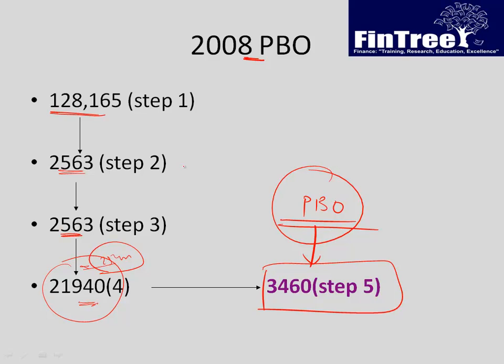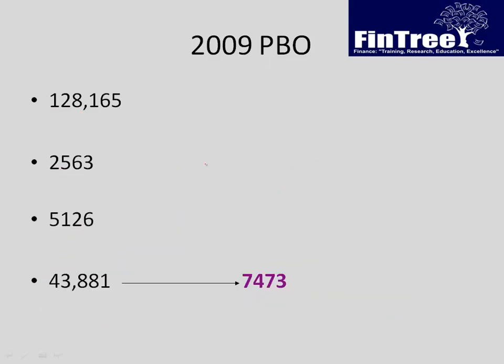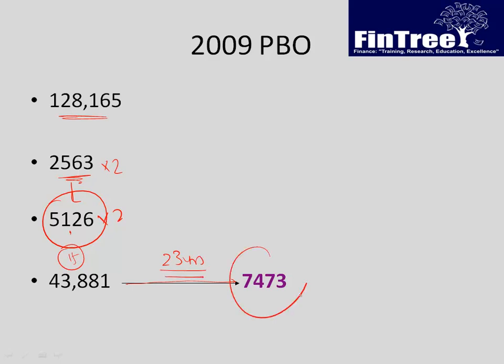Now to find out for 2009, this is where we'll be required to multiply with number of years of service, which is 2. So 128,165 same, 2563 same, but now we multiply 2563 with 2, which will give you 5126, and then using the same process now we will assume 15 payments, but while discounting it backwards here, now you will discount for 23 years, so it will give you 7473. Are you clear?